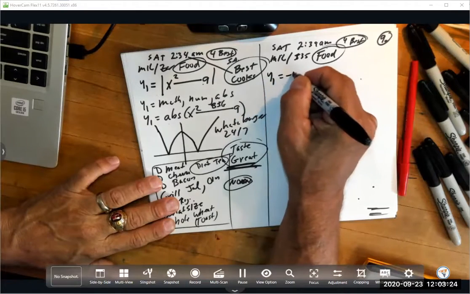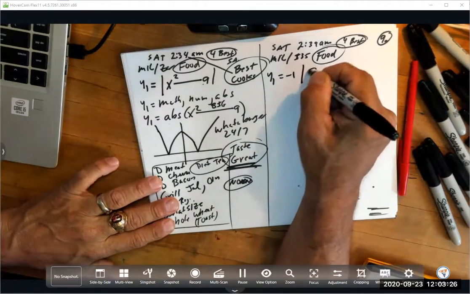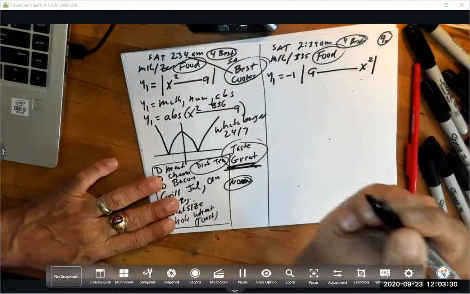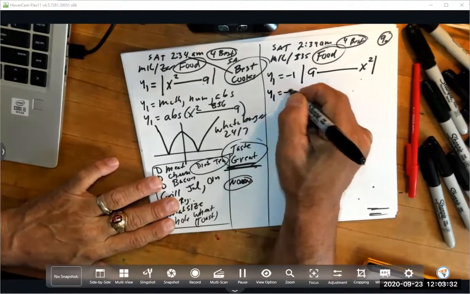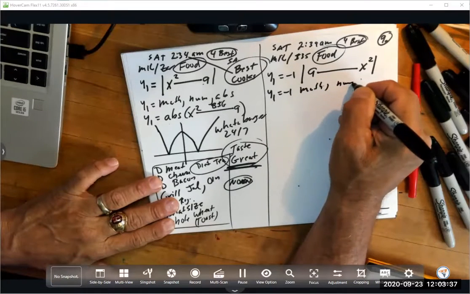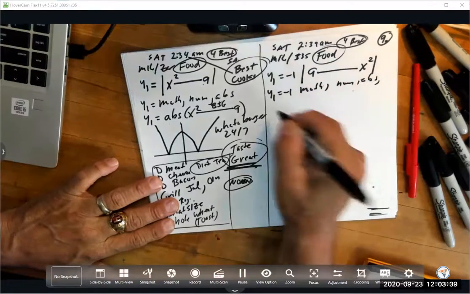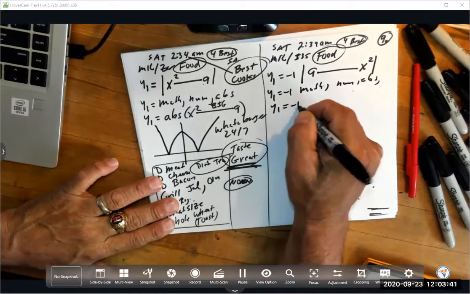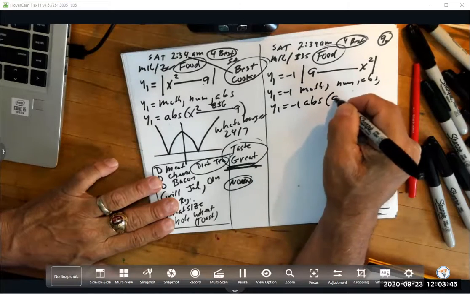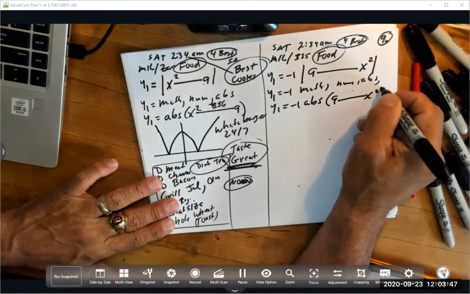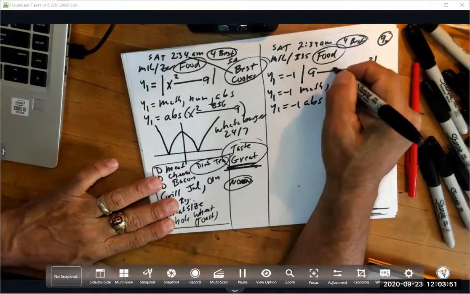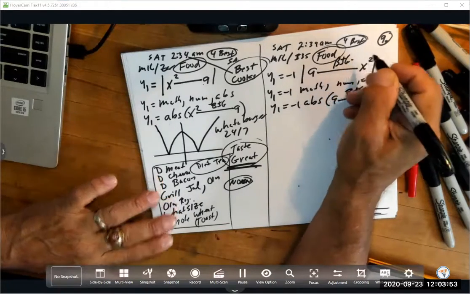Y1 is going to be negative 1 times the absolute value of 9 minus x squared. So you're going to go Y1 equals negative 1, Math, Num, abs. Like I said, it might look like negative 1 ABS if you have the TI-83. Inside you're going to go 9, big minus sign, x squared. Big minus sign.